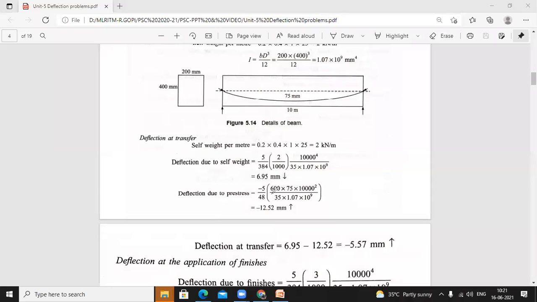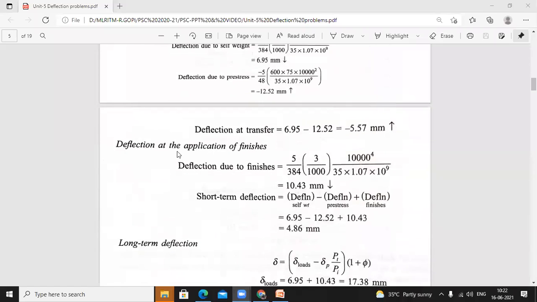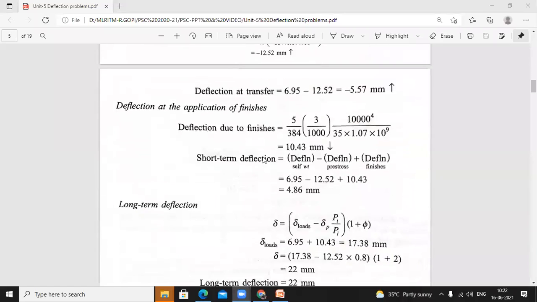Here the prestressing force is 600 kilonewton and the eccentricity is 75 mm, so we substitute the eccentricity of 75 mm here. Now the net deflection. Deflection at transfer equals 6.95 downward minus 12.52 upward. So the final deflection is minus, an upward deflection only: minus 5.57.